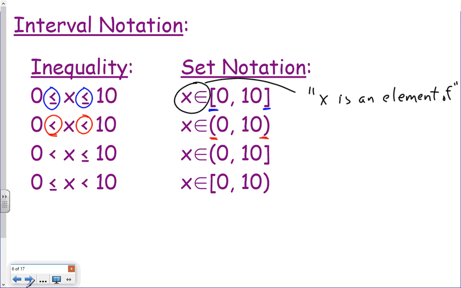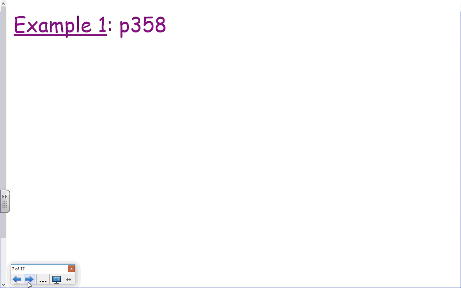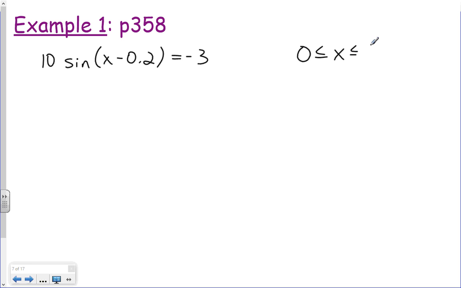All right, let's try one of these examples here. Take a look at example 1. Example 1 says to solve the equation 10 sine of x minus 0.2 equals negative 3. And they want me to do this algebraically on the domain from 0 to 4. Now here they didn't use the set notation, they used the inequality notation, but again, I'm showing you both so that you can realize they're the same thing.